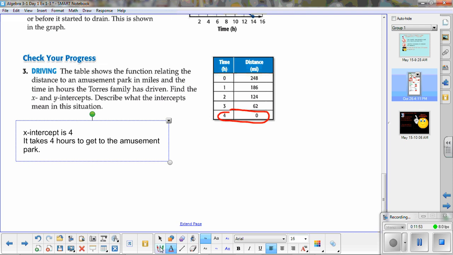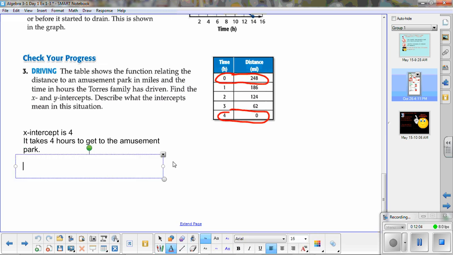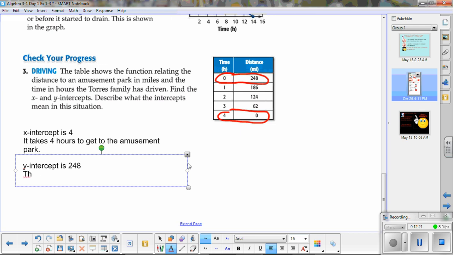Now the y-intercept is when x is 0. So the y-intercept is 248. What that means is that at 0 time, they're 248 miles away. Or in other words, they start out 248 miles from the amusement park.